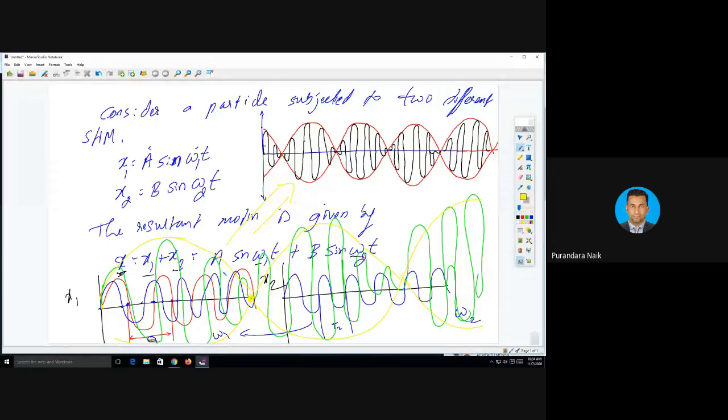One thing you should remember: the beat principle exists only when there is a difference in the frequency. But superposition exists only when the frequencies are the same, but the amplitude will be different. But in the beat phenomenon, both amplitude as well as frequency will be different. If you merge two SHM, then we'll get a beat phenomenon.